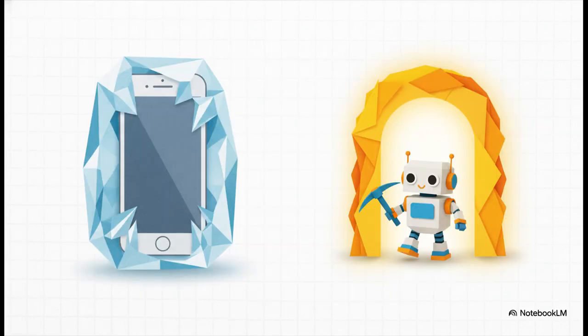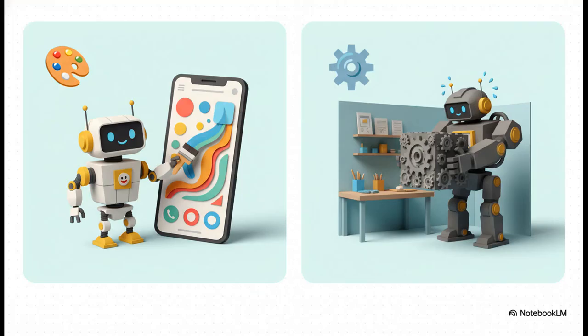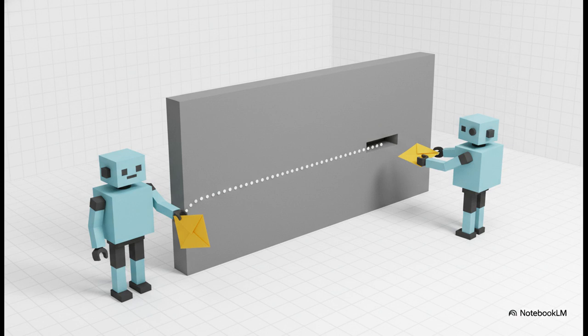But don't worry, Dart has a fantastic solution for this. It's called isolates. So what's an isolate? Think of it like hiring a helper and giving them their own office. This leaves your main worker totally free for the UI, while the helper crunches on that heavy task. Now, here's the really important part. Isolates don't share memory. That makes things way safer. So how do they talk? Simple. They just pass messages back and forth to each other.